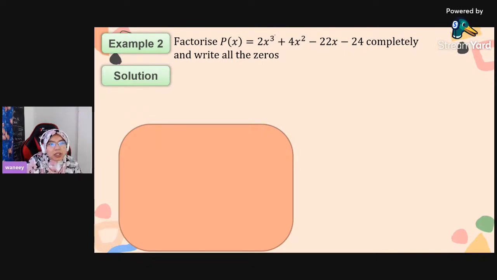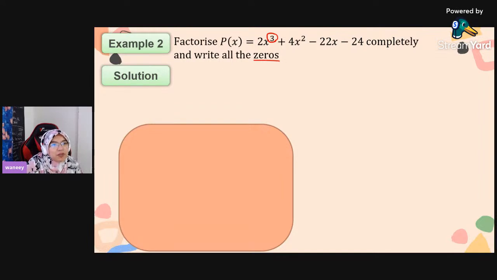The highest power for this is 3. That means if I'm looking for the zeros, I will have 3 zeros because the order for this polynomial is 3. The highest power for them is 3. Therefore, the number of zeros will also be 3.